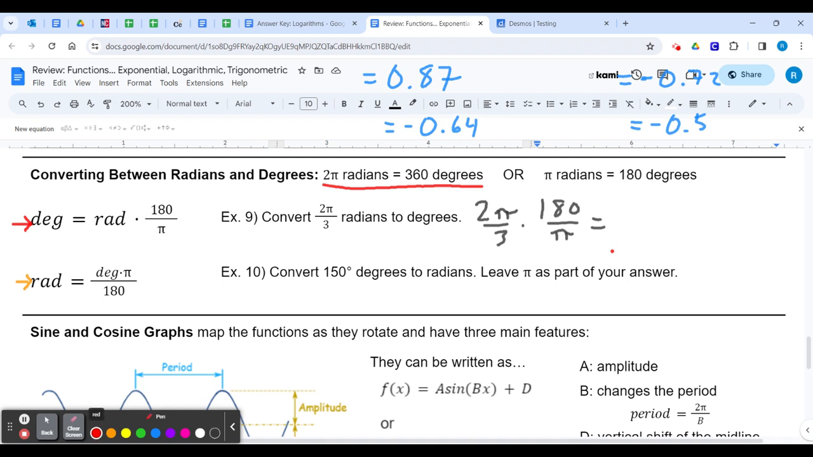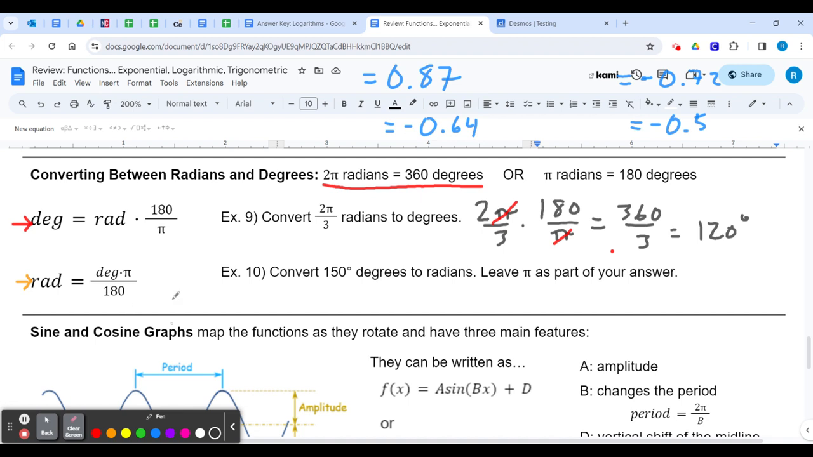Notice how we have a pi on top and bottom, so we can cancel it out. Then we just go into our calculator, 2 times 180 divided by 3. That will give us 360 divided by 3, which is just 120. That is our answer in degrees.